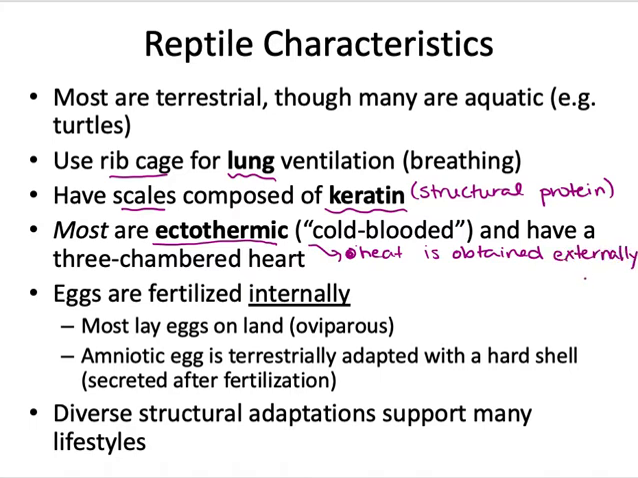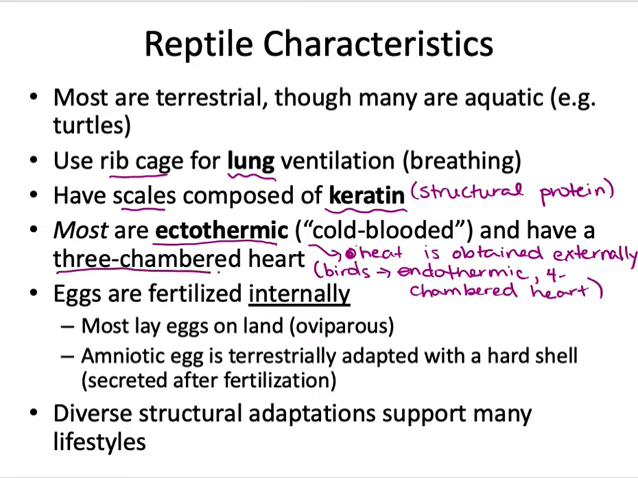And I say most are ectothermic, but not all. And I say not all because birds are going to be our exception, and birds are going to be endothermic, meaning they generate their heat from their own metabolism. Birds are going to be endothermic, and unlike the rest of the reptiles, birds will have a four-chambered heart. So other than birds, reptiles are ectothermic and have a three-chambered heart. Birds are going to be the exception. They are endothermic and have a four-chambered heart.